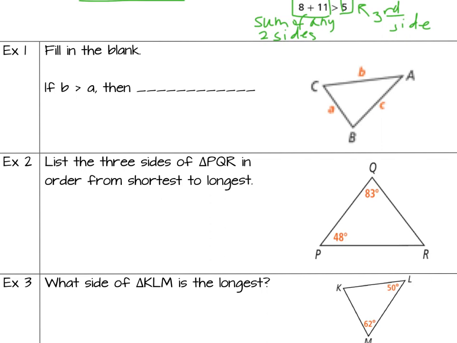We're starting off our examples with a fill in the blank. If B is greater than A, that means side length B is greater than side length A, then we also could recognize that angle B would have to be greater than the measure of angle A. If one side is greater than the other side, then the corresponding angle would be greater as well.